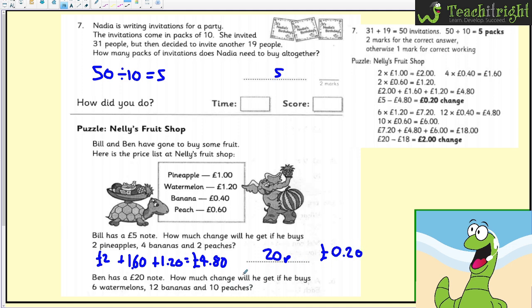Now, I don't mind if you write that as 20p, or pound sign 0.20, whichever you find easier is totally good. Ben has a £20 note. How much change did he get? He gets 6 watermelons, 12 bananas, and 10 peaches. Right, let's work them out.